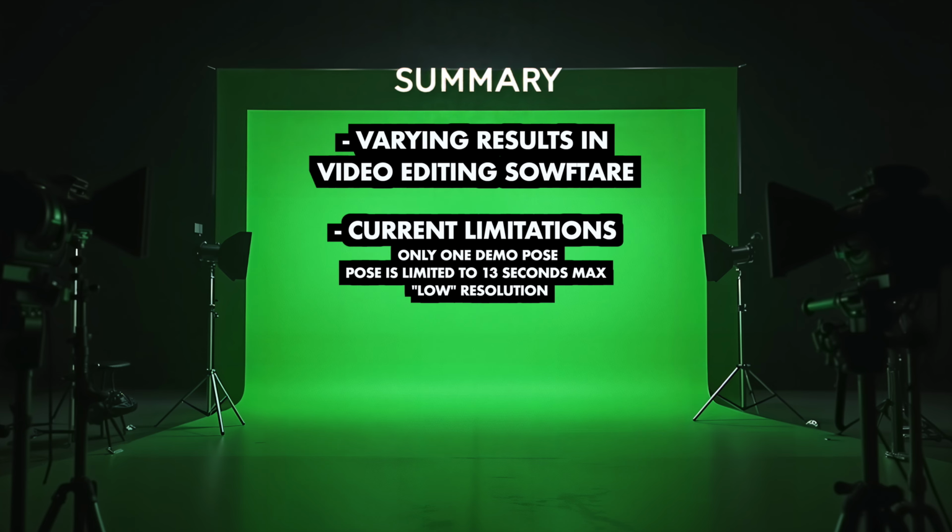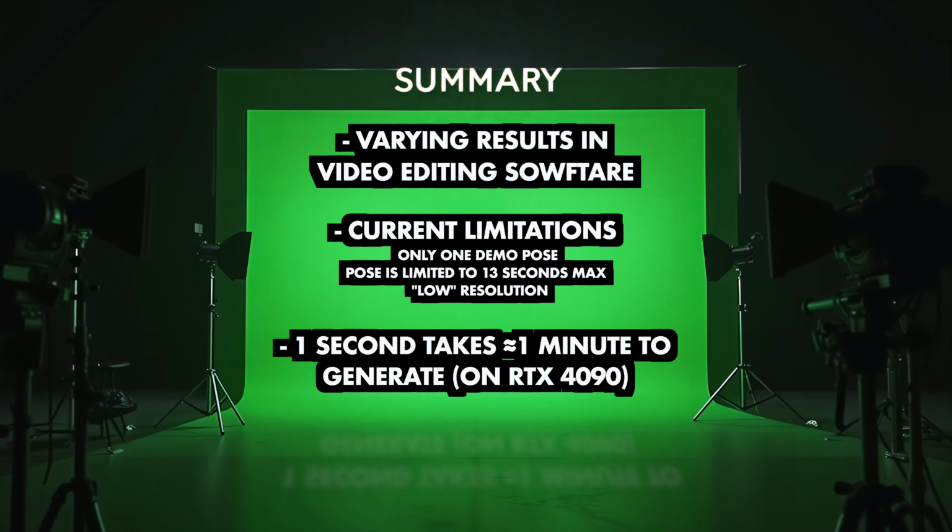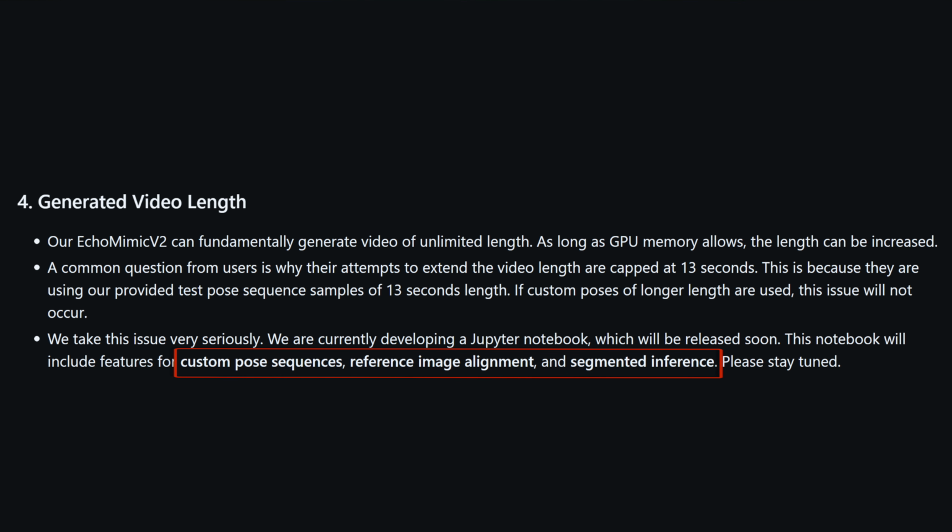Just like there are still some limitations in Echomimic 2, such as there being only one demo pose, which is limited to 13 seconds. And even though the output looks nice, I wish it wouldn't run out of memory when trying to generate in a higher resolution. And while the generation could be faster, once you have an input image that works for you, it usually just takes one try to get a good output video. But as always with AI tools, it's worth checking for updates regularly, as you never know which features might be added or improved.